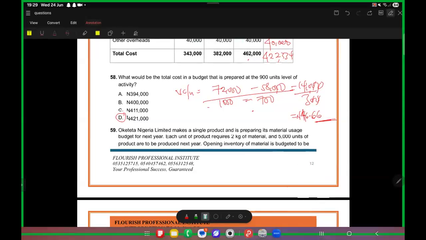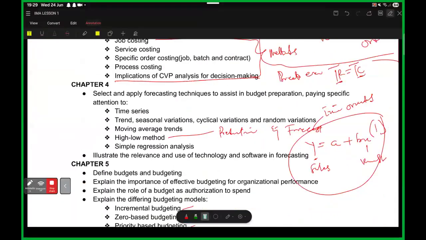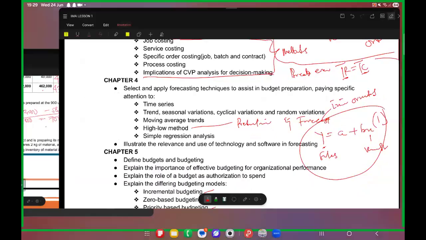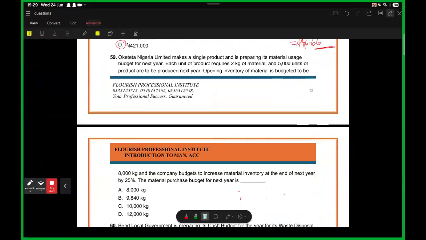High and low is part, regression is part, and then we have time series analysis. So these are forecasting techniques. We have the time series analysis, the moving average, high-low, regression. So it's not only about high-low. If time permits today and we are done, I will take you through basic time series, how to calculate moving average and then the trend, if time permits. Okay, so let's go to number 59.